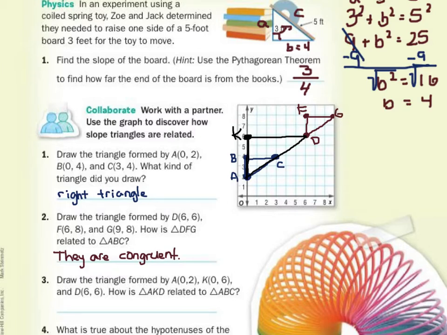Well, all the angles look to be the same. You can see the right angle at K and at B here, because we're relating AKD to ABC. So we have the right angle here, and this angle A is the same. And if we have two angles that are congruent in two triangles, we know that they are similar.